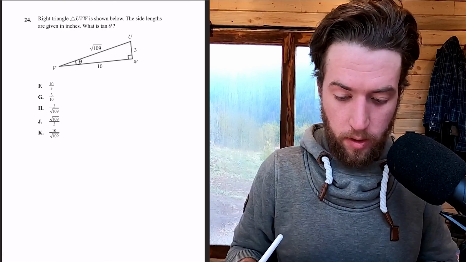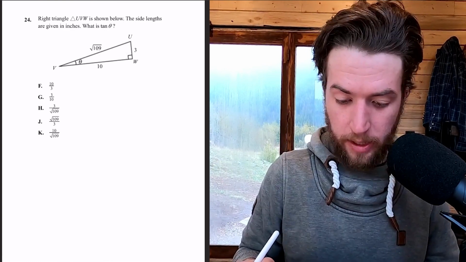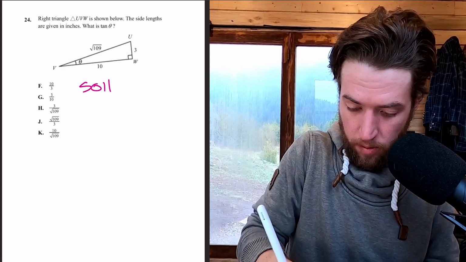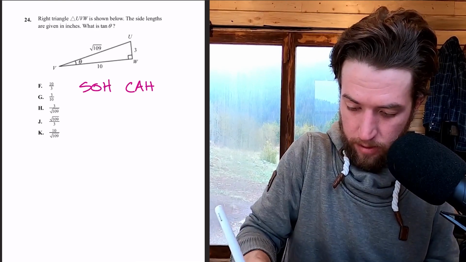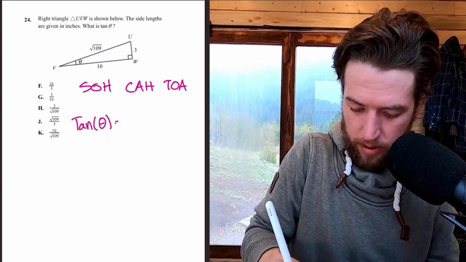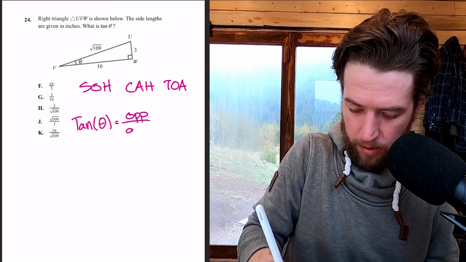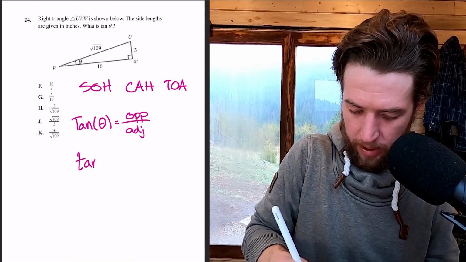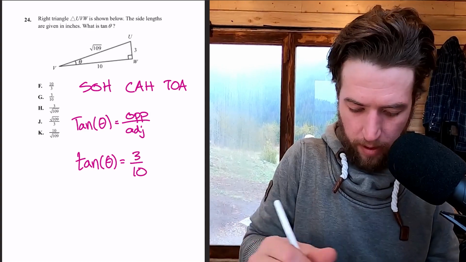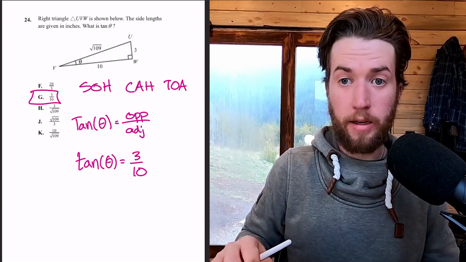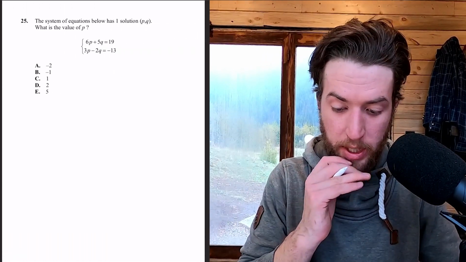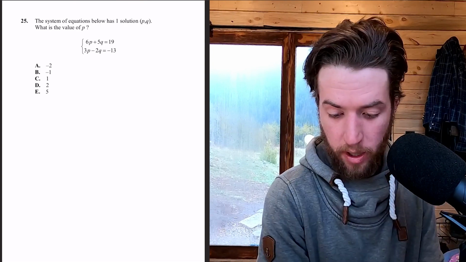Okay, right triangle UVW is shown below. The side lengths are given in inches. What is tangent of theta? Okay, so TOA: tangent of theta is equal to the opposite over the adjacent. So tan of theta in this case is equal to 3 over 10. All right, I spent a lot of time writing. Got it. Let's go. All right, the system of equations below has one solution, P, Q. What is the value of P?